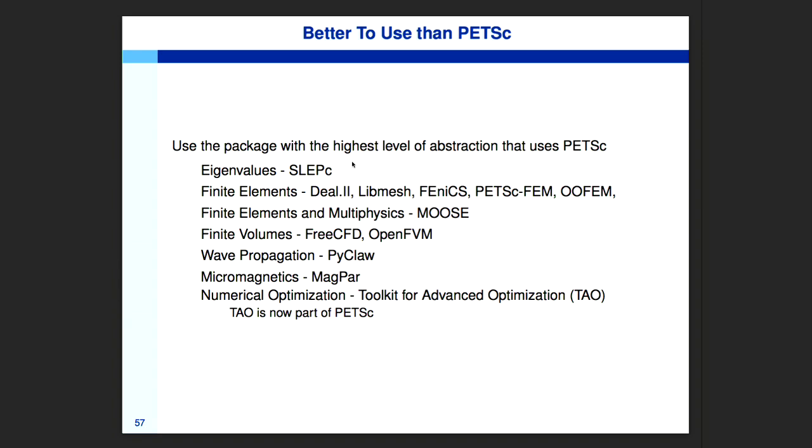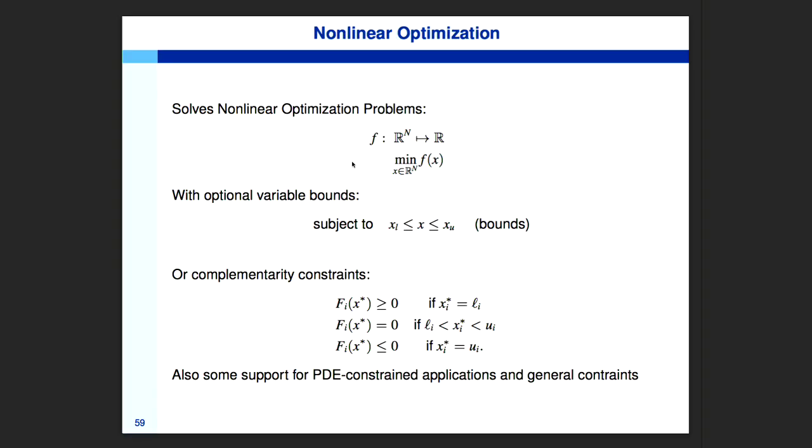One aspect that I'll talk about in more detail next is numerical optimization within the Toolkit for Advanced Optimization, or TAO. While previously this had been an external package, it's now considered to be part of PETSc. It's distributed with PETSc. And the developers for that functionality are Todd Munson, Jason Sarich, and Stefan Wild. So the TAO package focuses on nonlinear optimization problems. It can optionally support variable bounds or complementarity constraints, and some support is also provided for PDE-constrained applications.